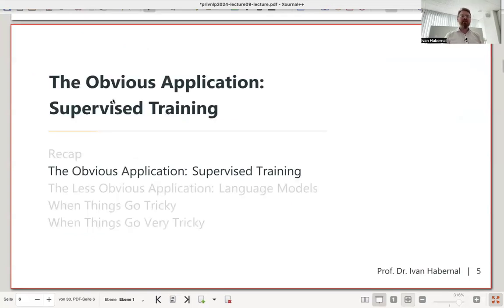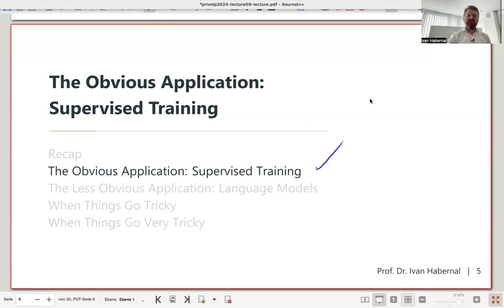But anyway, I'll split this lecture into four case studies, so to say, by their trickiness. The first, the obvious application of DPSGD, is supervised training: you just train something. Then there will be less obvious applications. Then something where things go tricky. And the last one I keep for where things go wrong. I don't think wrong is a good word; very tricky. It's really part of active research fundamentally. You will see later. But let's start with the obvious things, supervised training.